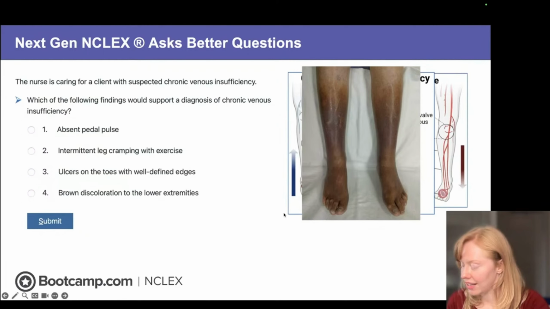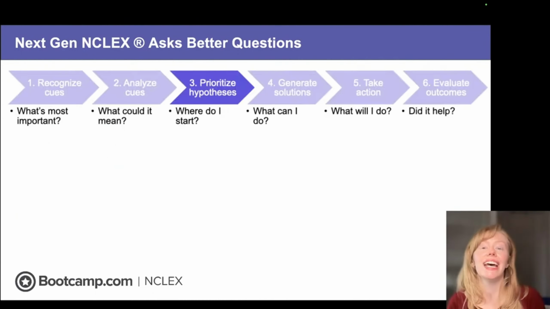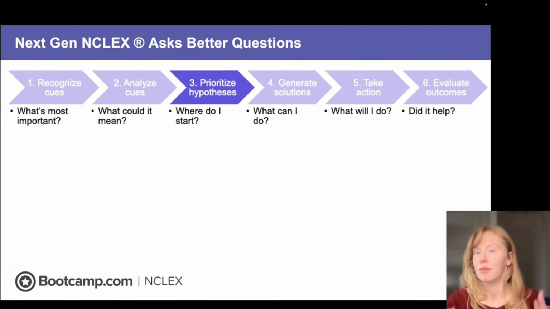So very good. Although you guys switched and guessed number 2 or number 4. Most of you guessed number 4. And again, about 50% of our users got this correct. So very well done. Next, we're going to look at prioritizing hypotheses. Now that we've analyzed the meaning of our cue, we're going to prioritize and decide, where do I start? Because again, like we talked about, you always have so many things to do at once. So what do I need to address first? What do I need to prioritize monitoring? What do I need to treat like it's most important?